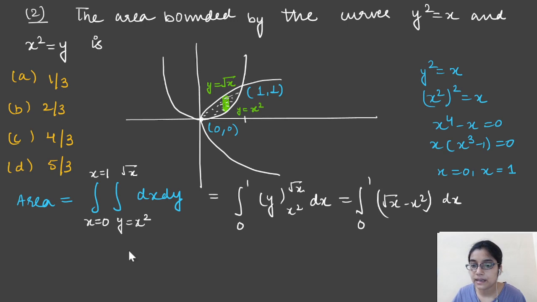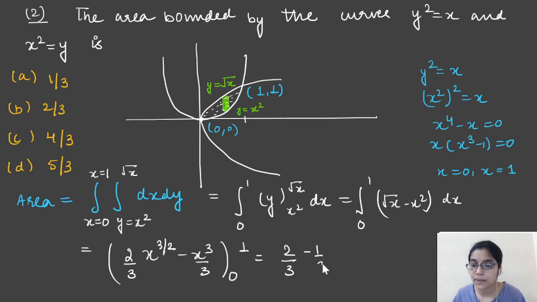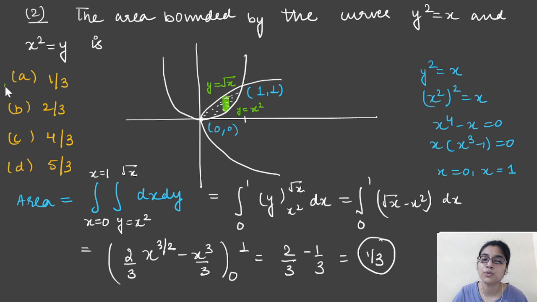Now we will integrate this. So we are getting x to the power 3 by 2, because 1 by 2 plus 1 is 3 by 2, and here we'll get 2 by 3, then minus x cube by 3, and this is from 0 to 1. So we got 2 by 3 minus 1 by 3, answer came out to be 1 by 3. So for this question also the answer is coming out to be 1 by 3.